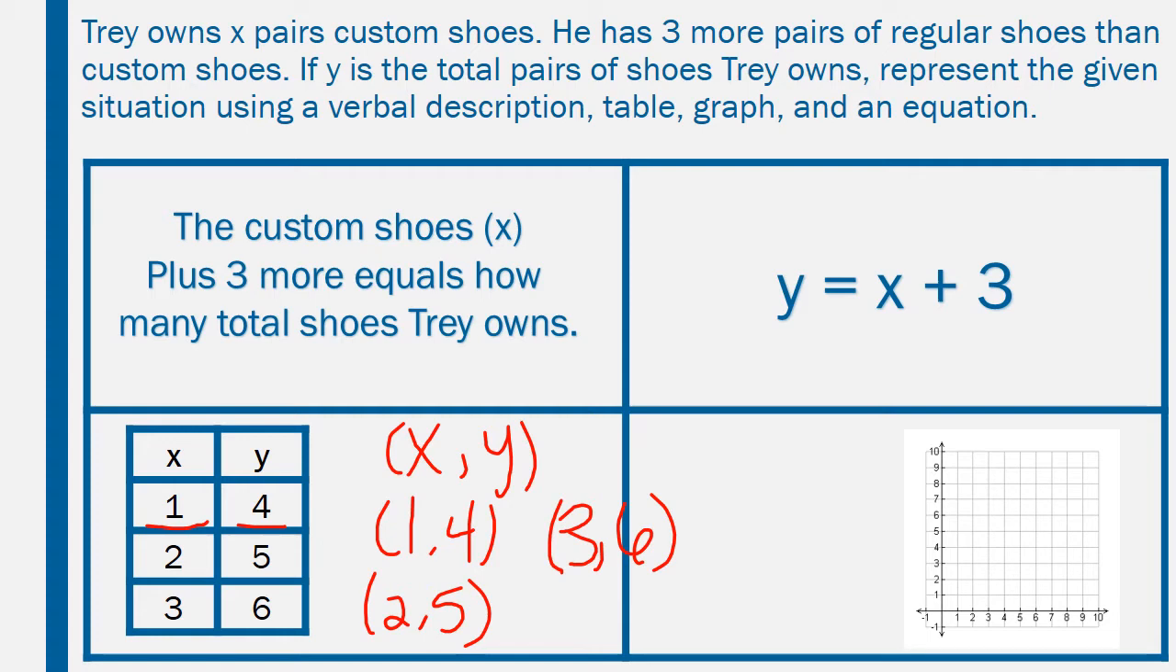Then I can come around and graph. I know 1 is going to be my x-axis, so I'm going to go over to 1 and then up to 4 and put a point. After that, I'm going to go from 2 on my x-axis and up to 5 on my y and put a point. And then I have 3, 6. And now I have my 4 representations. I have my verbal description, I have an equation, I have a table, and I have a graph.